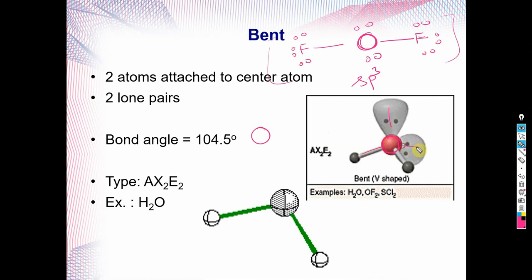You have these 4 pairs of electrons, but these are lone pairs, these are not bond pairs, so you're not going to consider that as part of the complete structure. It's only these 2 that matter. Therefore, even though this is a tetrahedral arrangement, since these are not considered as part of the group, this is now simply a bent structure or a V-shaped molecule. So that is what water is, and OF2 and SCl2 are also.